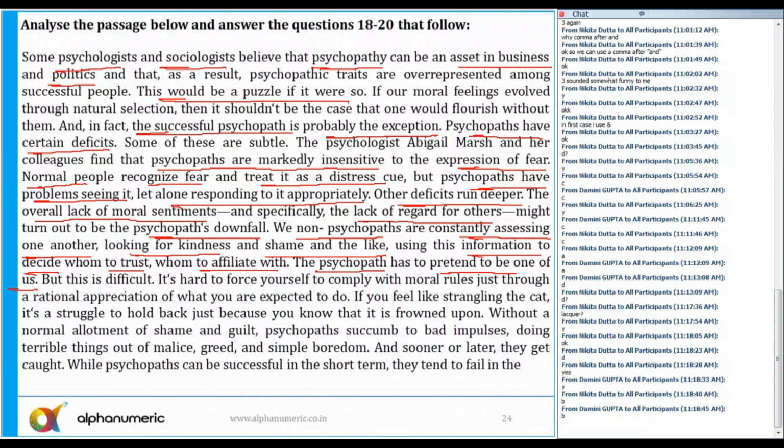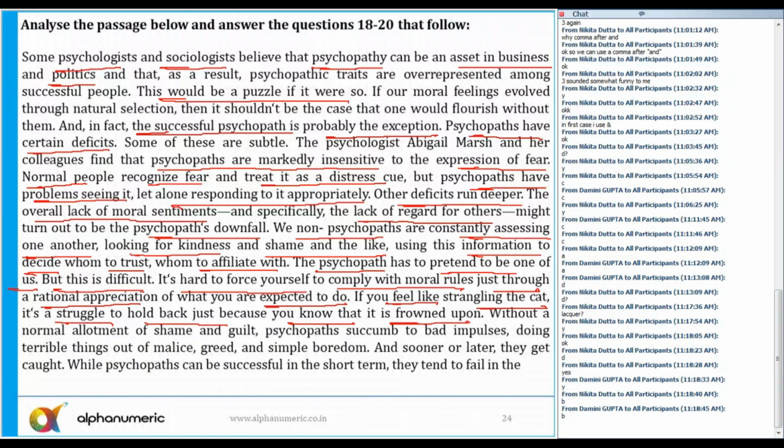But please understand, pretending is very difficult. It is very hard to force yourself to comply with moral rules just through a rational appreciation of what you are expected to do. I mean, that is not your true self. Psychopaths don't have emotions and feelings, and they're just pretending. So, for how long can you pretend? If you feel like strangling the cat, it is going to be a struggle to hold back just because you know it has been frowned upon. So how long are you going to hold on?